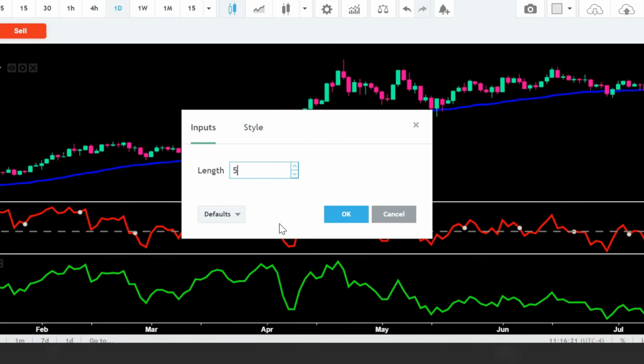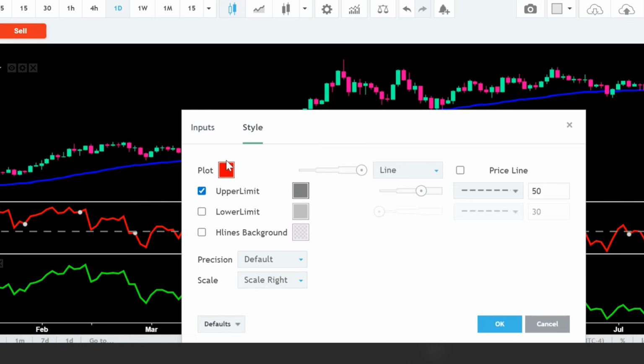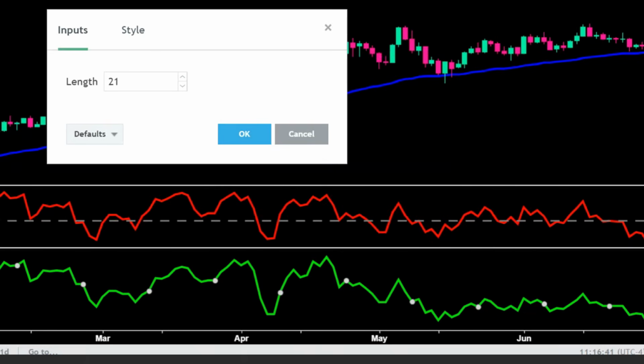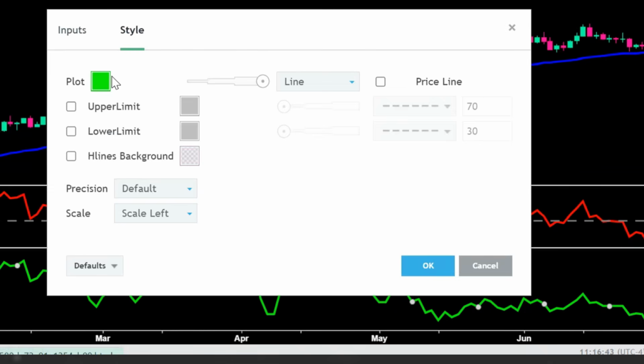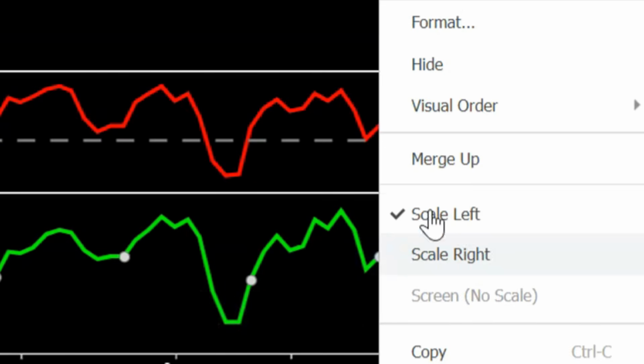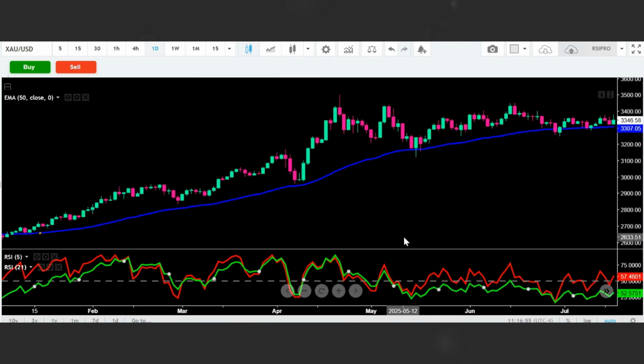For the first RSI, open the settings, set the length to 5, change the line color to red, increase its thickness, and set the upper limit to 50 with a thicker line, and remove the other options. For the second RSI, set the length to 21, change color to green, increase its thickness, and remove any remaining options. Then right-click on the green line and select Merge Up to combine both RSIs together.